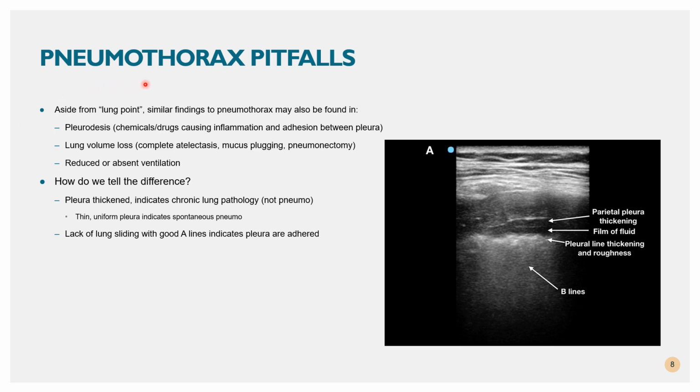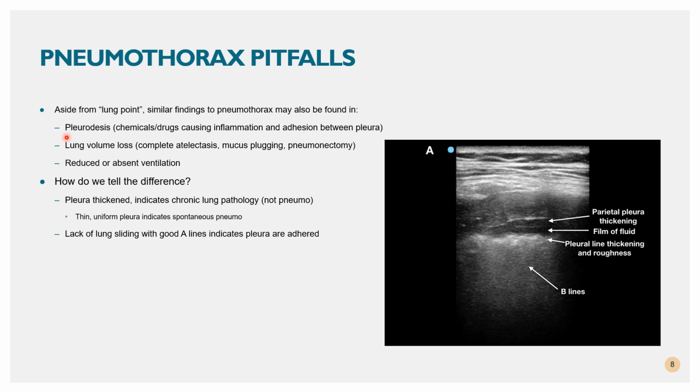Now, the reason that that lung point sign is going to be so important is that there can be some little pitfalls in identifying a pneumothorax, because some other things can look very similar. So one of the things that we may, in evaluation of the lung, see is this lack of motion of the visceral pleura. Now, most of the time that would indicate to us that there's a pneumothorax, but we have to keep in mind that things like pleurodesis could cause adhesion of that area and create the inaccurate interpretation that there was no pleura expanded at that region.